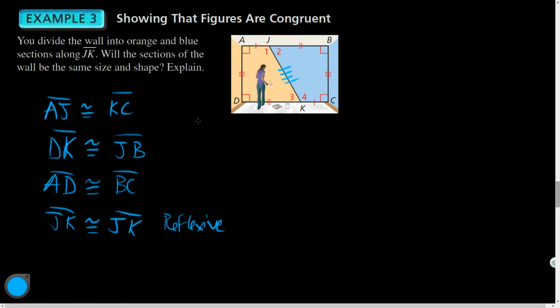Reflexive: anything is congruent to itself. And JK is a common side shared between both figures, so I can say it's congruent to itself. So guys, good news. I've got all 4 sides congruent, but I still have to do angles. So here we go.